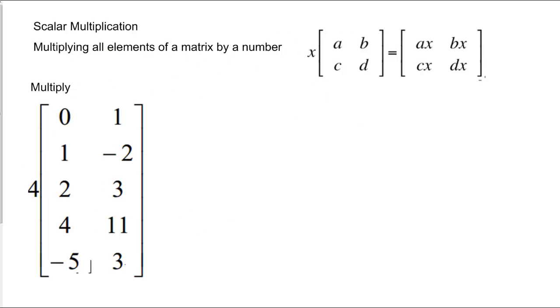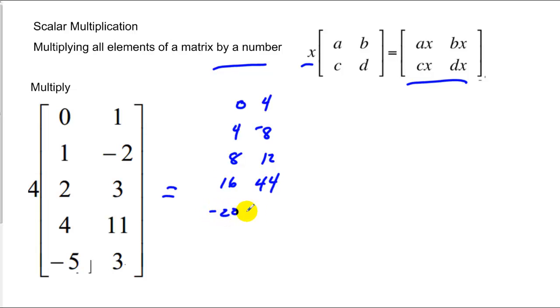If we talk about doing a scalar multiplication, it's like multiplying all elements in the matrix by a single number. So you'll see over here, this is a general case, x is my scalar, and I'm multiplying all elements inside by x, which leaves me with this matrix. So if I'm asked to do a scalar multiple on this matrix over here, I multiply 4 by every element inside the matrix. It's kind of like a huge distribution. So I have 0, 4, 4, negative 8, 8, 12, 16, 44, negative 20, and 12.